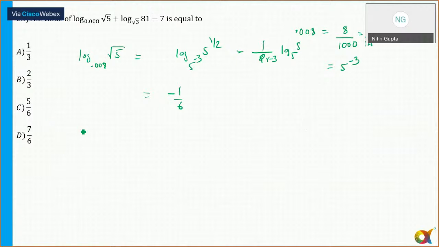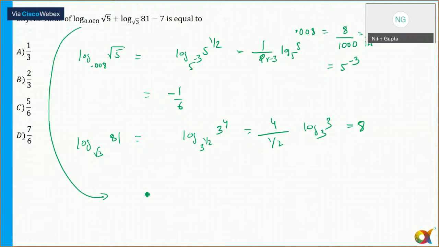Now, let's solve log of 81 to the root of 3. So 81 is 3 raised to power 4, and root 3 is 3 raised to power 1 by 2. So that is 4 upon 1 by 2 into log 3 to the base of 3, which is nothing but 8. So the answer is minus 1 by 6 plus 8 minus 7, which will be equal to 5 by 6. And that is the answer.